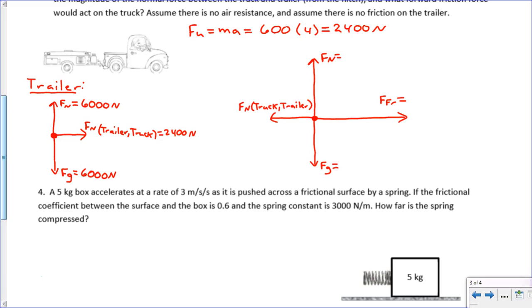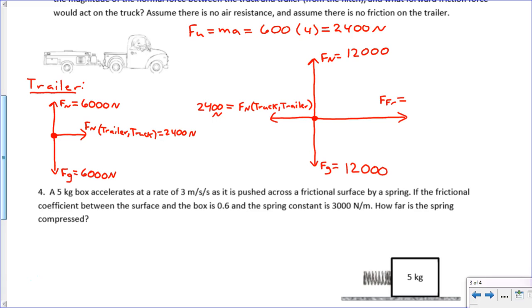One thing here, if you remember Newton's third law, the normal force on the truck by the trailer is equal in magnitude and opposite in direction to the normal force on the trailer by the truck. So this is also 2,400 newtons. Gravity for the truck is 12,000. The normal force going up has to be balanced because it's not accelerating in the vertical direction, so that's also 12,000.